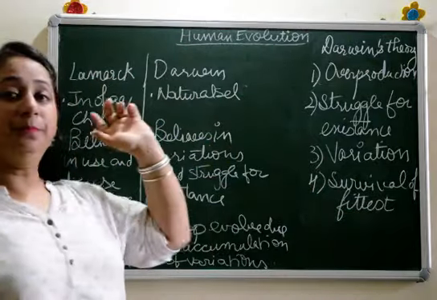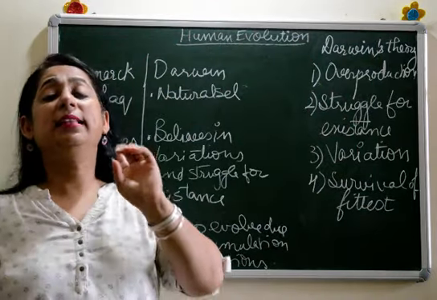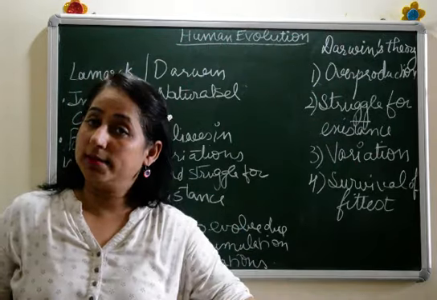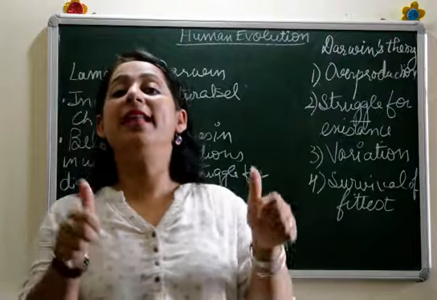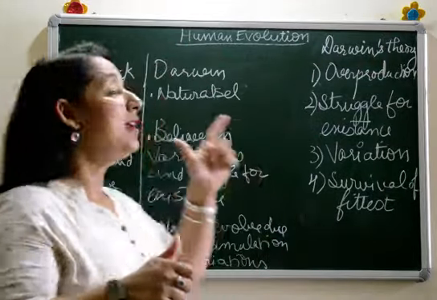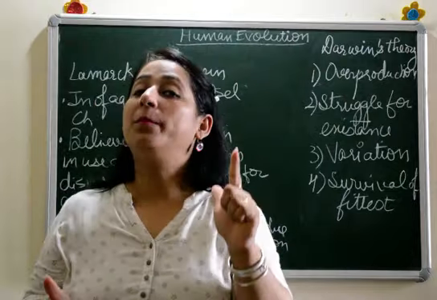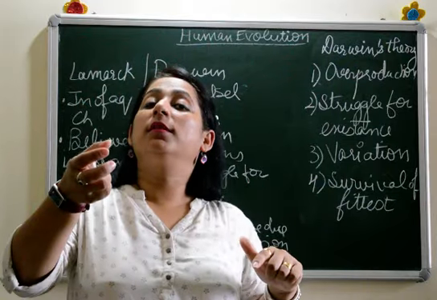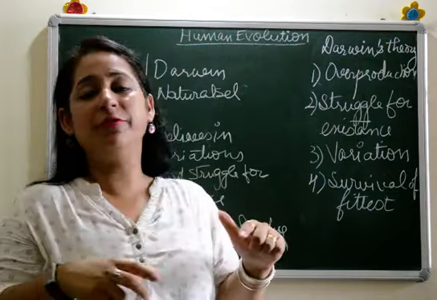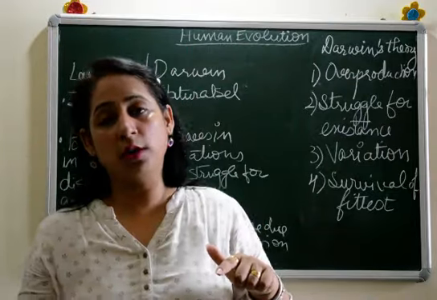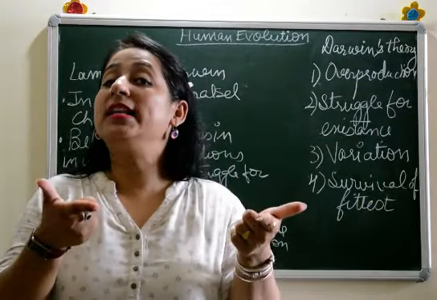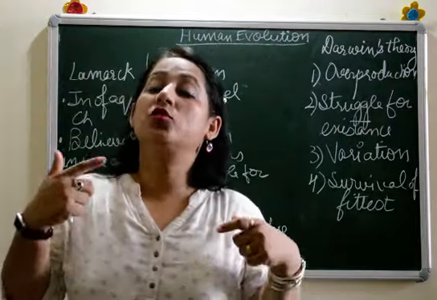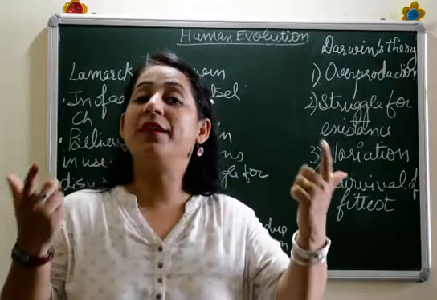Now in Lamarckism, first of all, the theory of Lamarck is known as the theory of inheritance of acquired characters. The theory of Darwin is known as the theory of natural selection. Second, the theory of Lamarck was based on the study of fossils and the use and disuse of organs. But the theory of Darwin is based on variations, on how variations are caused, on struggle for existence, and on survival of the fittest.